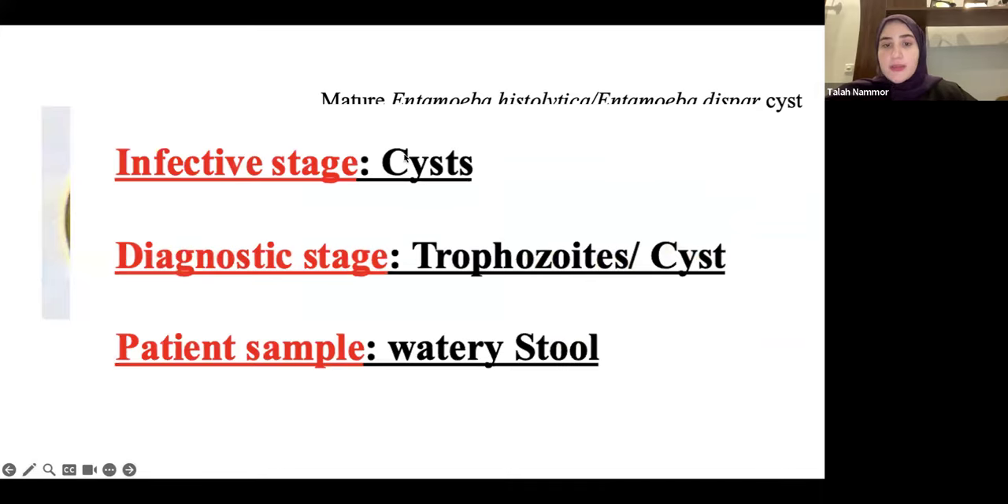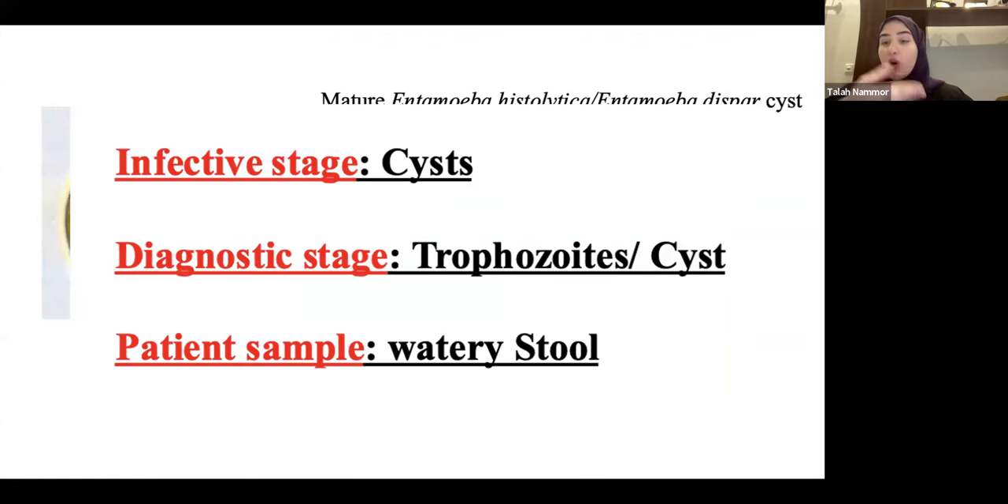So the infective stage is basically the cyst. So we know if someone ingested the cyst, they're going to be infected. The diagnostic stage is the trophozoite, which is the thing that we just saw. And what sample do we take to diagnose? It's the watery stool. So we take a stool sample. So again, infective is the cyst.